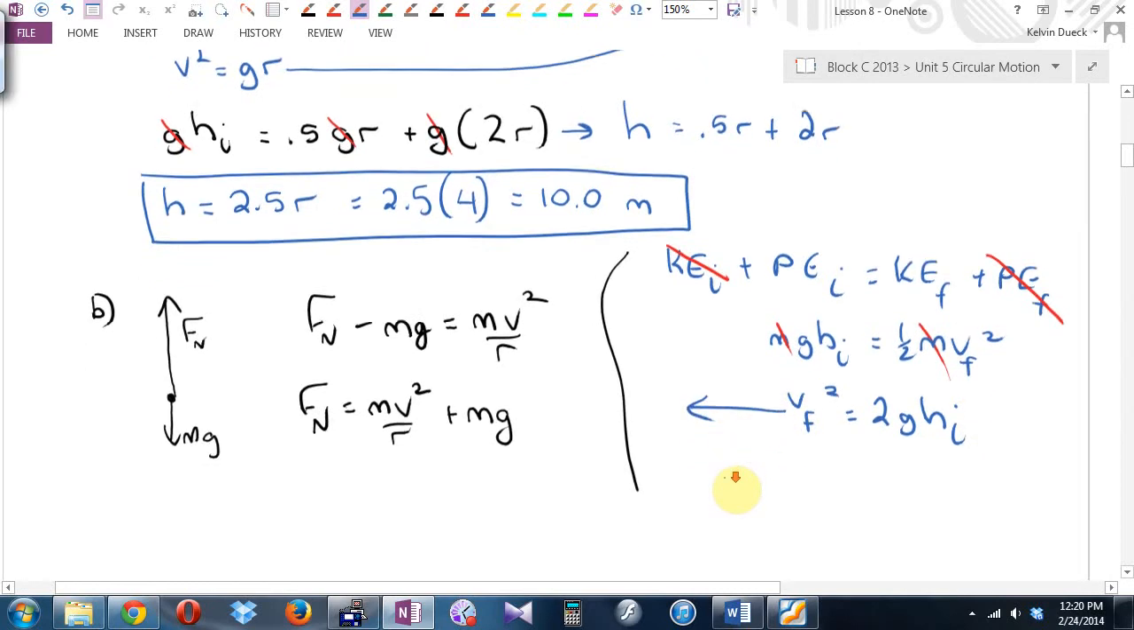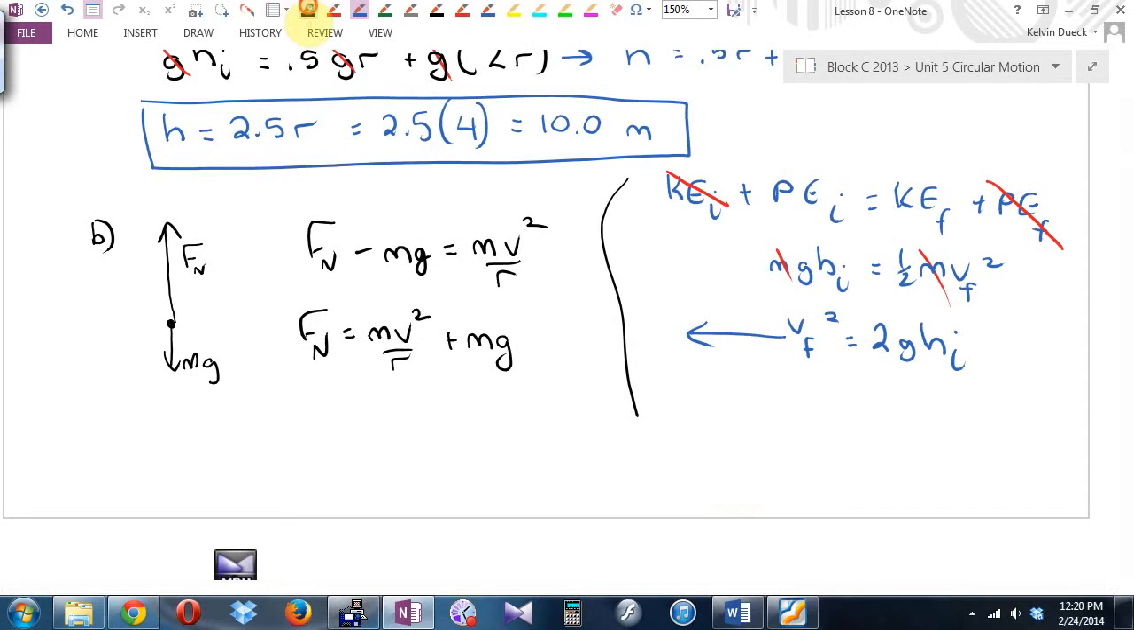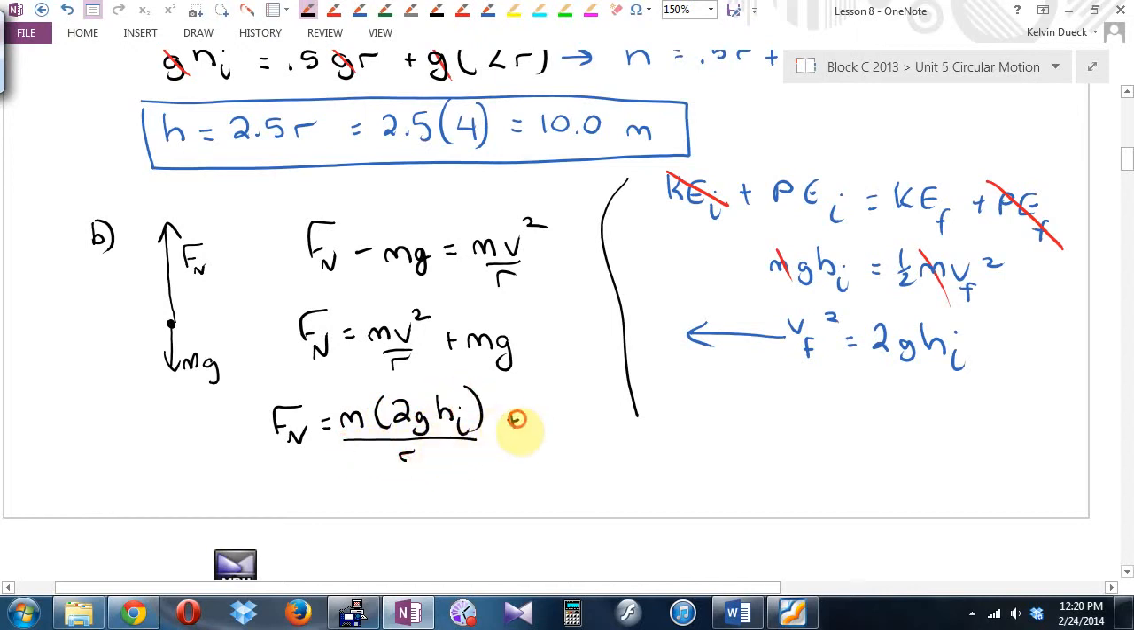Let's go plug that in over here. Normal force equals m times 2gh initial over r plus mg. This person's going to feel heavier at the bottom because normally you feel mg, and we've also got m times 2gh initial over r added to that. They'll feel heavier at the bottom.